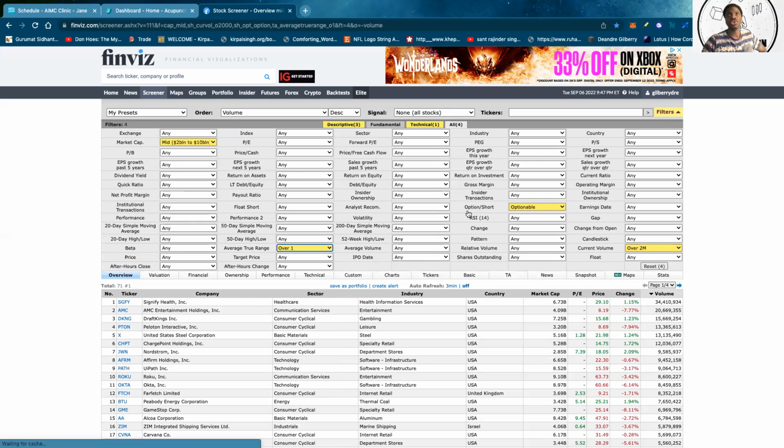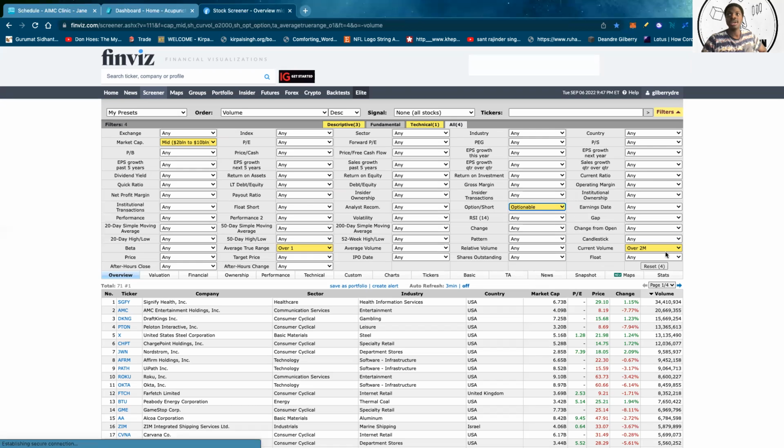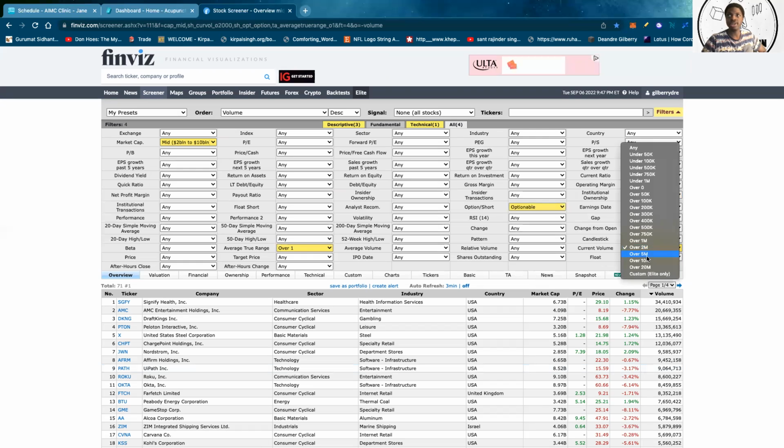And then I choose optionable, because I want an optionable contract. And then current volume, this is really, really important. This was the previous day. And so I want something over 2 million. I will change these around too, like over 1 million, over 5 million, etc. So I like to play around with these. Let's just do the over 5 million and see what tickers we find.